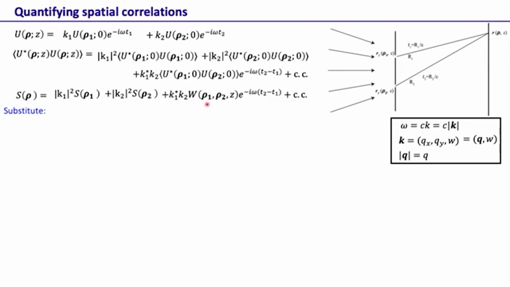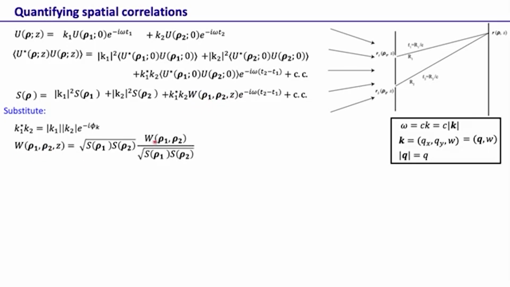Okay, so we can simplify this in exactly the same manner as we did for time. Here we substitute K1 star K2 as modulus of K1 modulus of K2 e to the i phi K, and we write this cross-spectral density function W(rho 1, rho 2, z) as this quantity, which is simply obtained by multiplying in the numerator and denominator by the square root of S(rho 1) S(rho 2). This quantity we recognize, as we defined it last time: this is the degree of spatial coherence, mu(rho 1, rho 2).